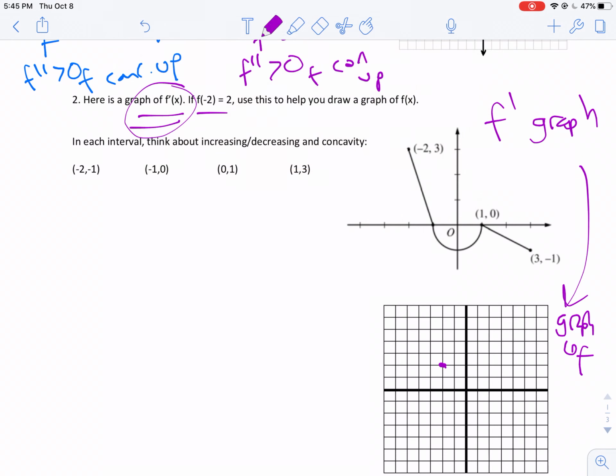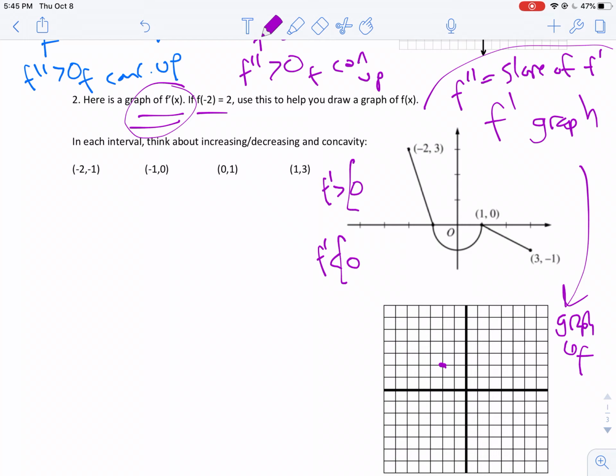Well, we know when we're above the axis, that's when my f prime is positive. When we're below the axis, that's when my f prime is negative. And then, of course, my f double prime, as always, is the slope of f prime. So when I break this into intervals, I want to see where either my f prime is changing or my f double prime is changing.